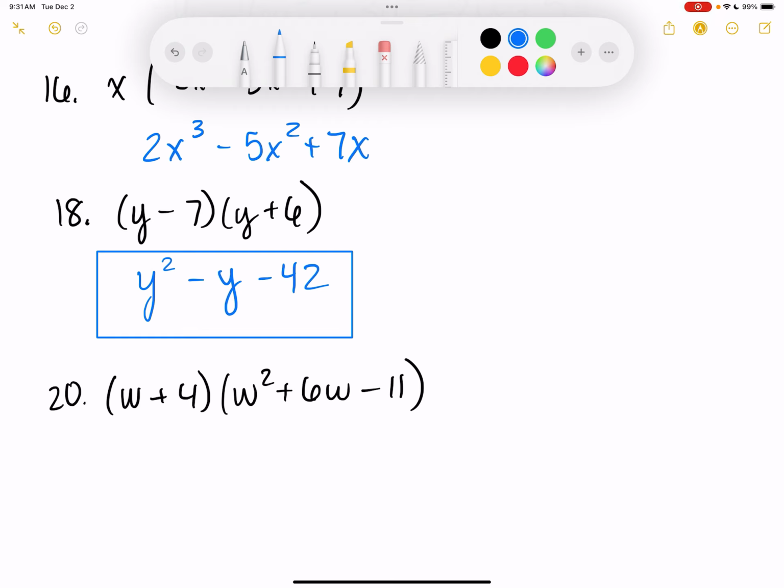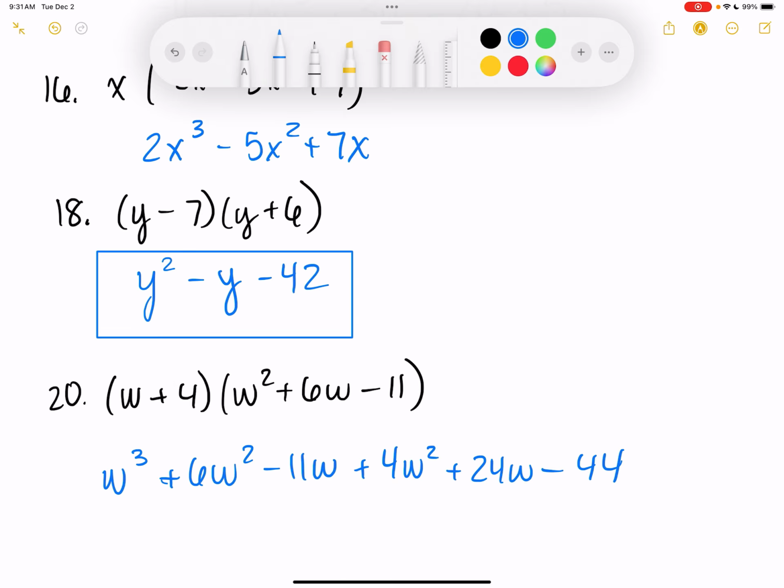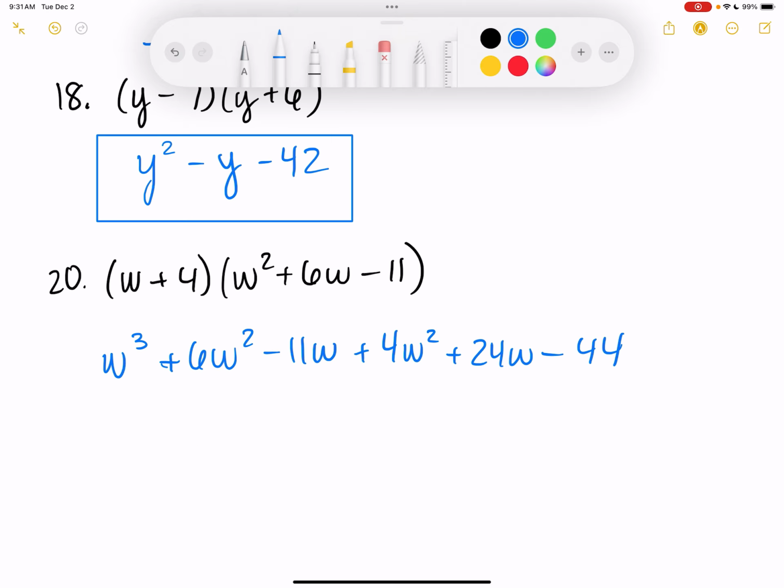So I've got w cubed plus 6w squared minus 11w. So I've taken care of the w times everything. So now I've got 4 times everything. So I've got plus 4w squared plus 24w minus 44. And then I just need to combine like terms and put them in order. So w cubed plus 10w squared plus 13w minus 44.